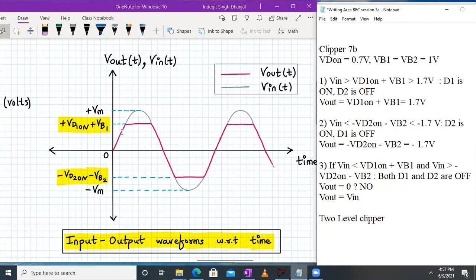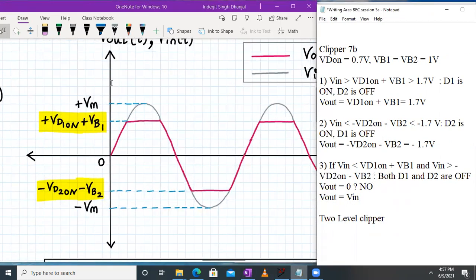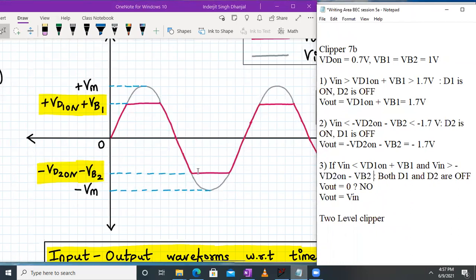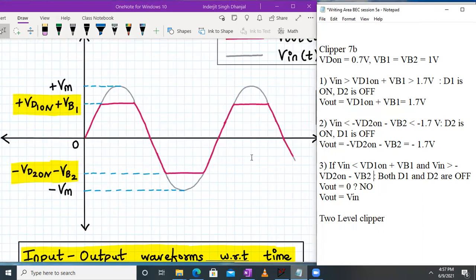We can clearly see whenever V in is greater than VD1 on plus VB1, that is around 1.7 volts, diode D1 is on, and output voltage is limited to 1.7 volts. And whenever V in is less than minus 1.7 volts, diode D2 is on, and the output is limited to minus 1.7 volts.